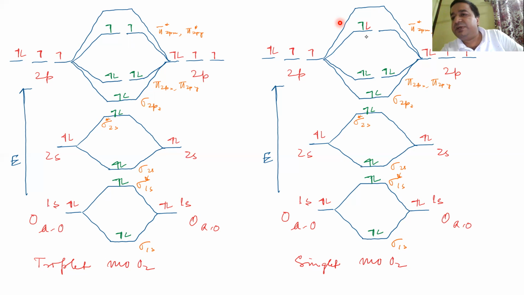So if you use the formula 2S plus 1, then obviously the spin multiplicity will come out to be 1. That means this is the MO diagram for a singlet molecular oxygen. And we can see over here that this particular pi star orbital is empty. So over here, we will say that option C is correct.